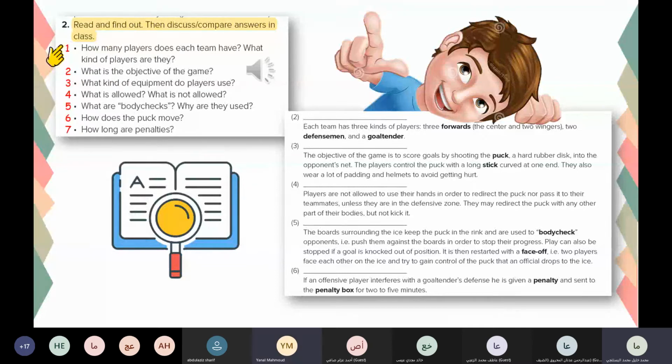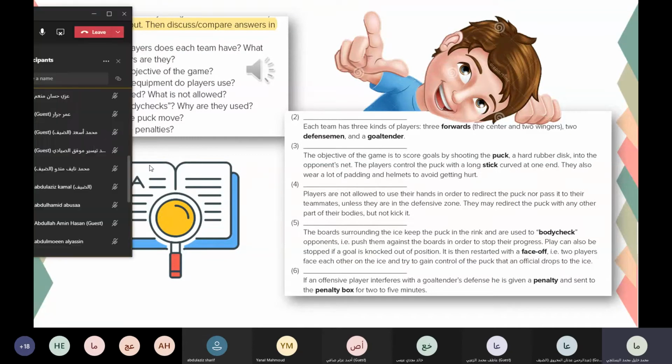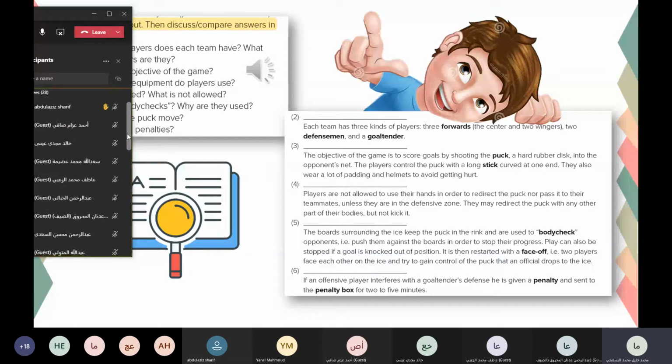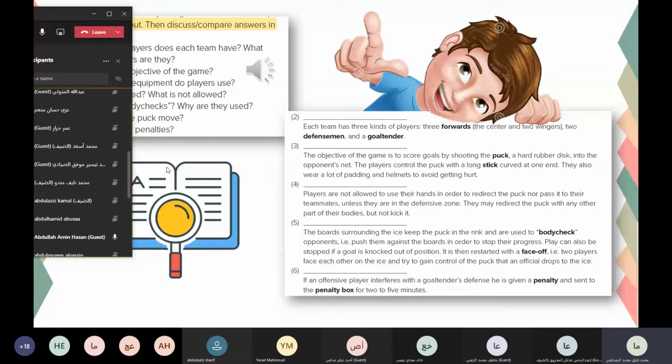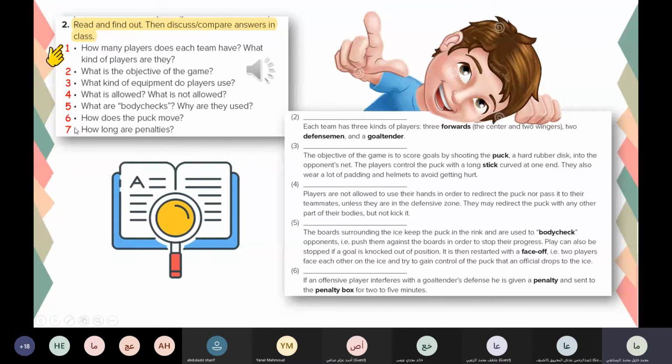Number 6. Okay. How does the puck move? How does the puck move? The puck means, let us say, a hard rubber disc, like the ball in the football match. Number 7, who can read number 7? Abdullah Amin. Yes, read the question number 7, please. How long are penalties? Good.